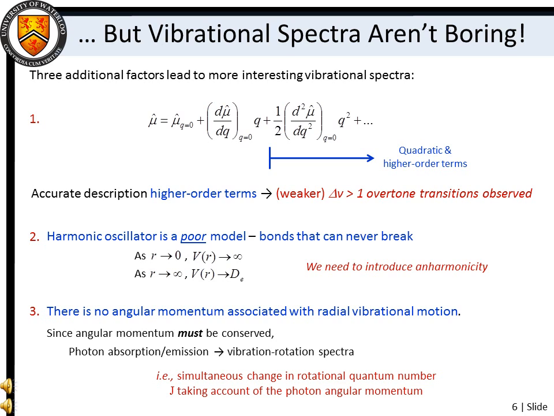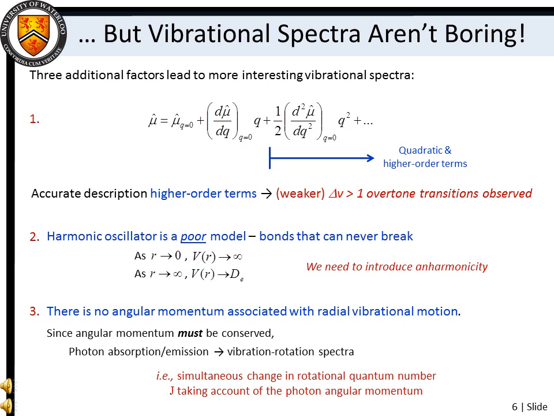Fortunately, vibrational spectra are much more interesting than harmonic oscillator predictions. If we expand the dipole moment operator as a Taylor series, we find that overtone transitions become weakly allowed. This means that the vibrational quantum number can change by more than plus or minus 1 during a vibrational transition. Furthermore, the harmonic oscillator is actually a poor model for the electronic potential energy since it implies that bonds can never break. A more realistic model would introduce anharmonicity, or deviation from the harmonic model, by incorporating a bond dissociation asymptote. Finally, there is no angular momentum associated with radial vibrational motion.